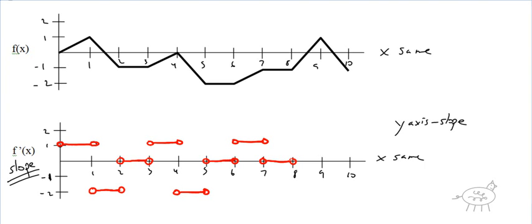Then from 8 to 9, isn't the slope up 2 over 1, so the slope is 2? And from 9 to 10, it's negative 2. That's what your slope graph looks like. Nice little step graph, right?